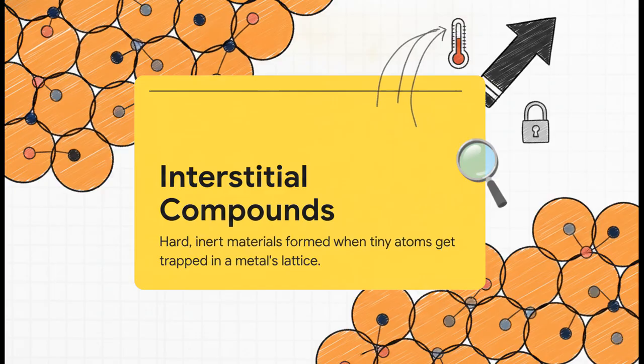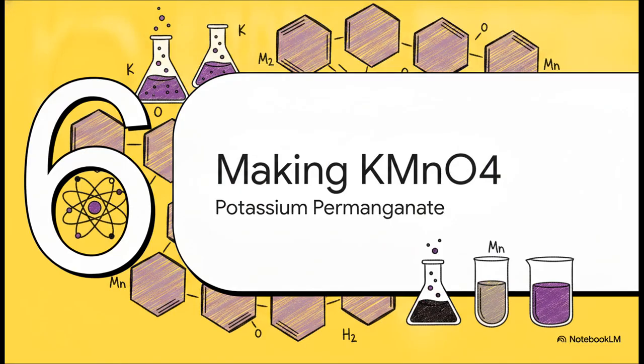They also form what are called interstitial compounds. Imagine a metal's crystal lattice structure is like a tightly packed box of oranges. Even though it's packed tight, there are still tiny empty spaces between the fruit. Well, tiny atoms like carbon, nitrogen, or hydrogen can get trapped inside those gaps. And why does this matter? Because trapping these tiny atoms creates compounds that are incredibly hard, chemically inert, and have melting points even higher than pure metals.